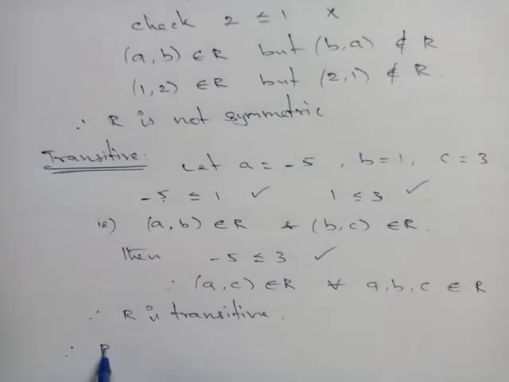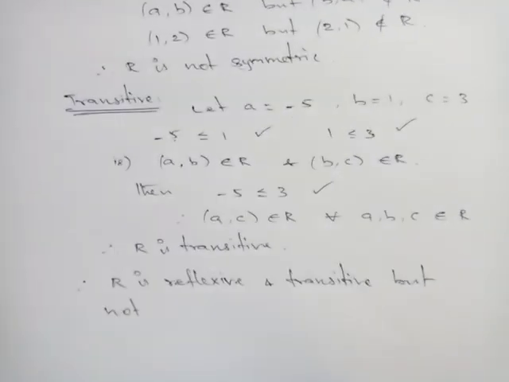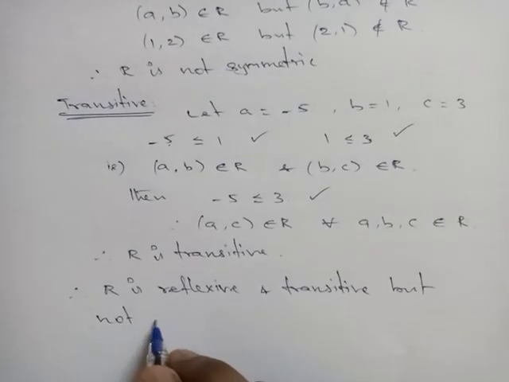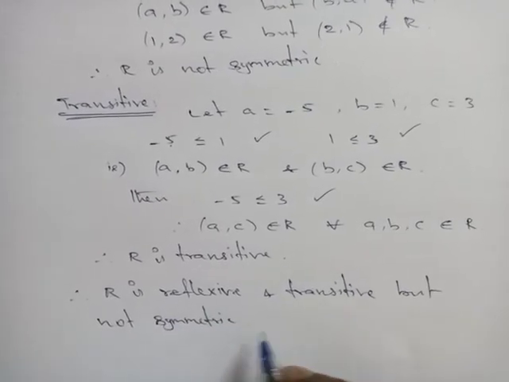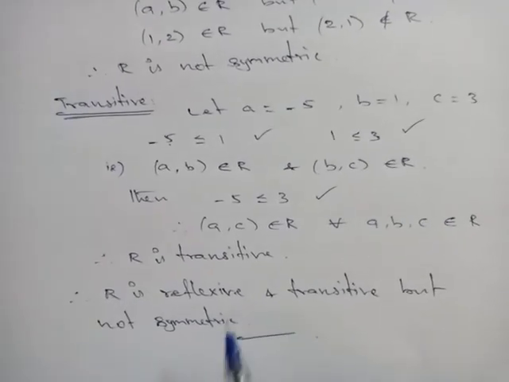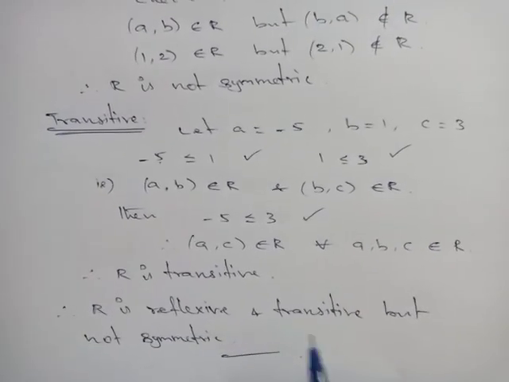Therefore R is reflexive and transitive, but not symmetric. That's all. Like this we can prove for all the problems. Okay, you just try.